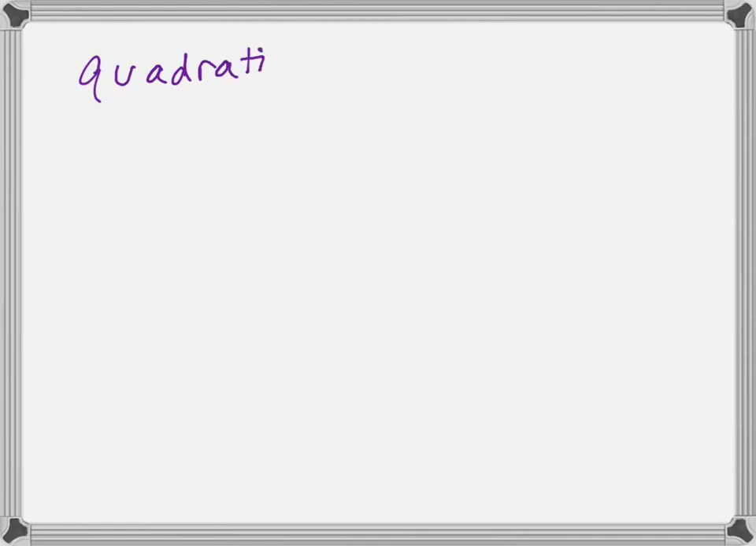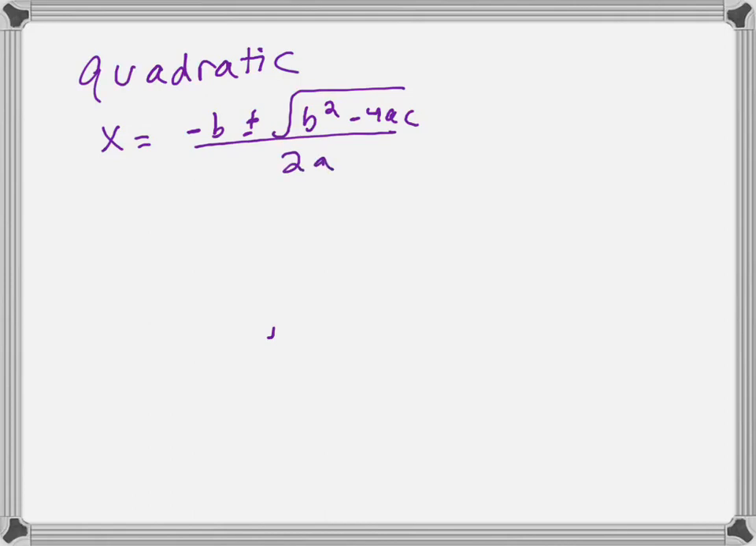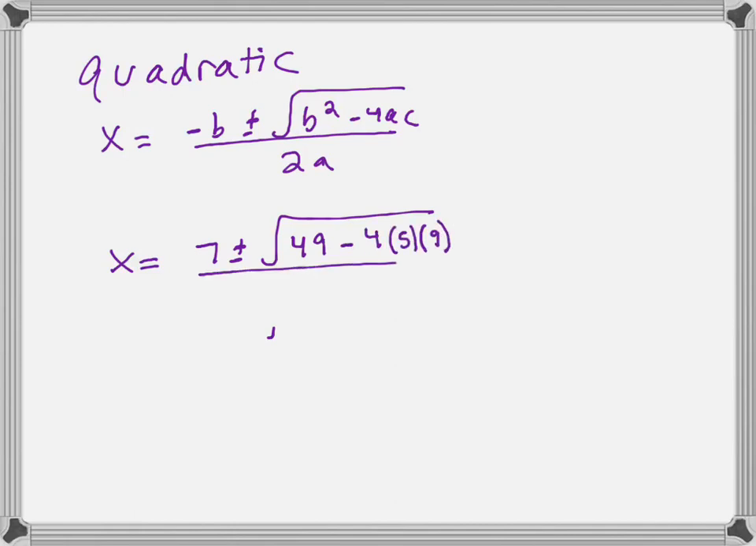I think most of you guys have done quadratics, so I'm going to make this one quick. Basically, the formula is x equals negative b plus or minus the square root of b squared minus 4ac over 2a. And when we look at this, we can see that our b value is negative 7, so it's just going to be x equals 7 plus or minus the square root of 7 squared, which is 49, minus 4 times 5 times 9, all over 2 times 5, which is 10.